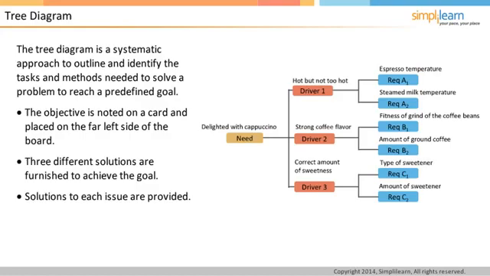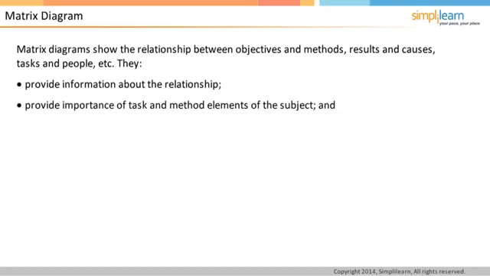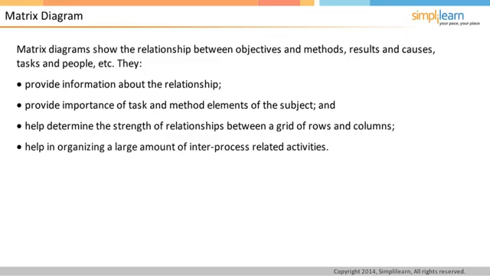Let us learn about matrix diagram in this screen. Matrix diagrams show the relationship between objectives and methods, results and causes, tasks and people, etc. Their objective is to provide information about the relationship. They provide importance of task and method elements of the subject. They also help determine the strength of relationships between a grid of rows and columns. They help in organizing a large amount of inter-process related activities. Let us discuss various types of matrices in the next screen.